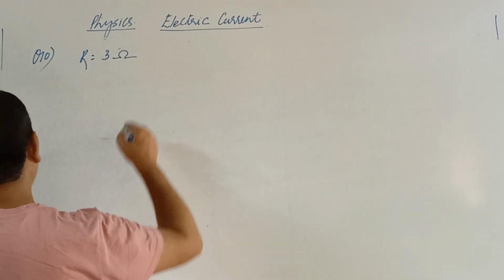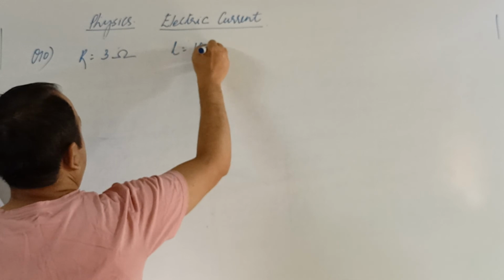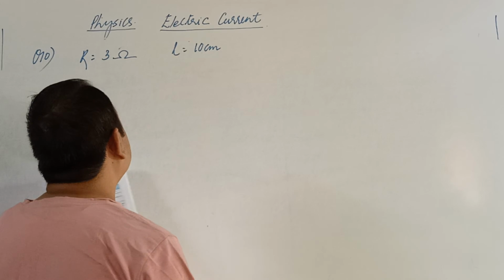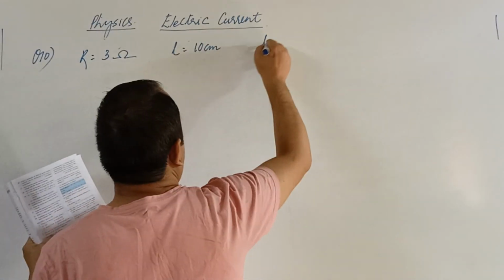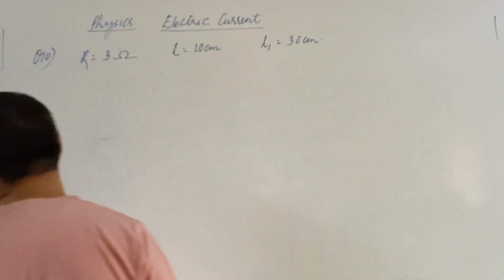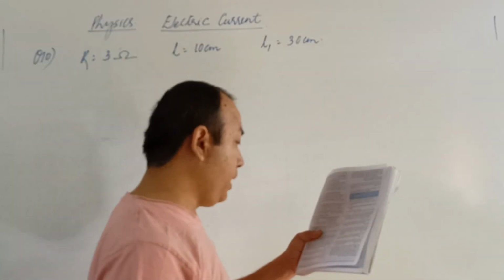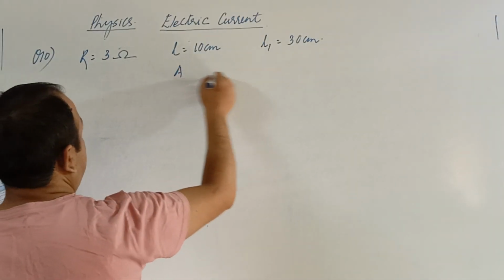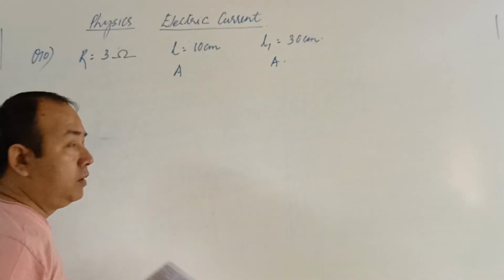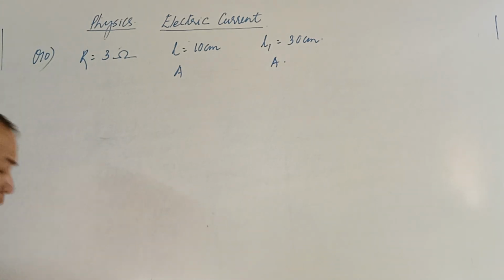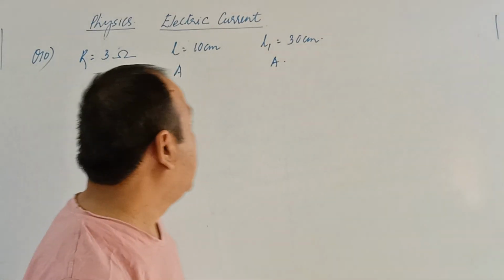Then the length is given equal to 10 centimeter. It is stretched to length 30 centimeter, the new length. Assuming that it was of uniform area of cross section, what will be its new resistance? So in both the cases area of cross section is same, A. And they are made up of the same material because the same wire is there, so in both the cases rho will also be same.